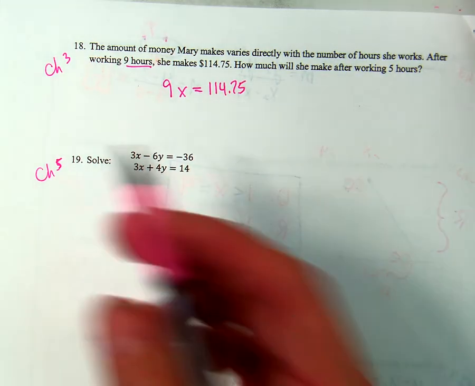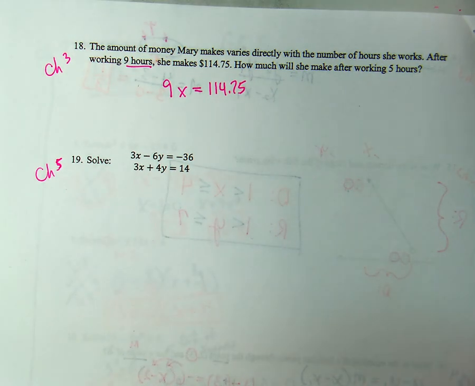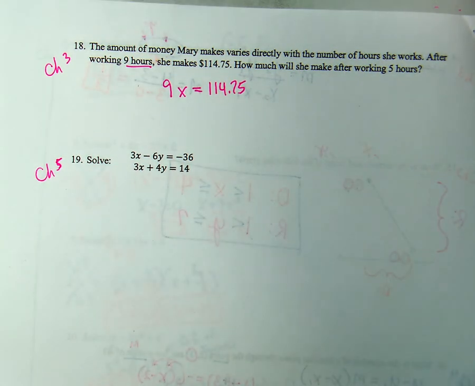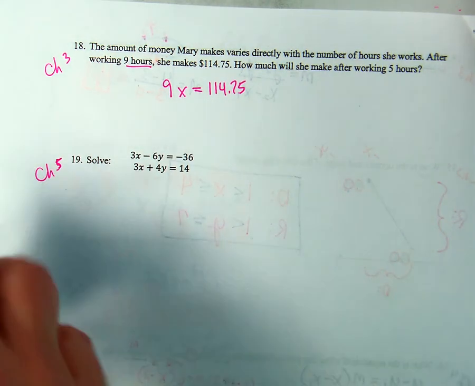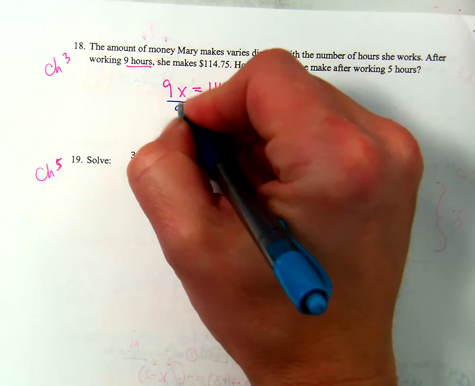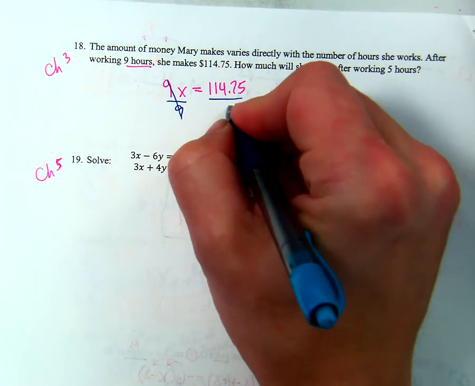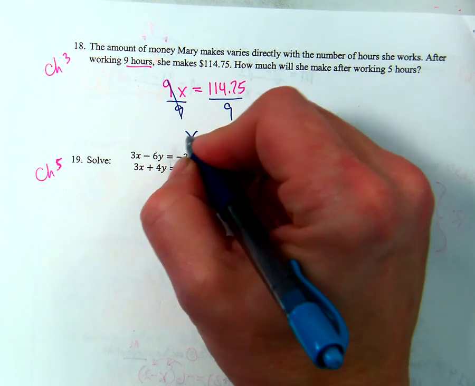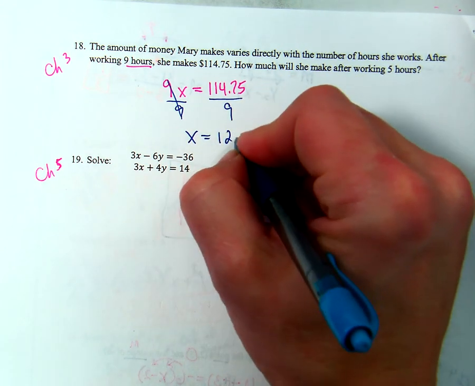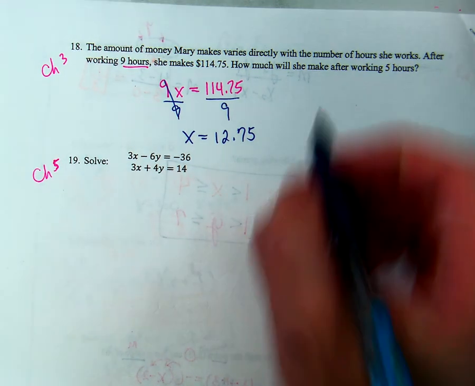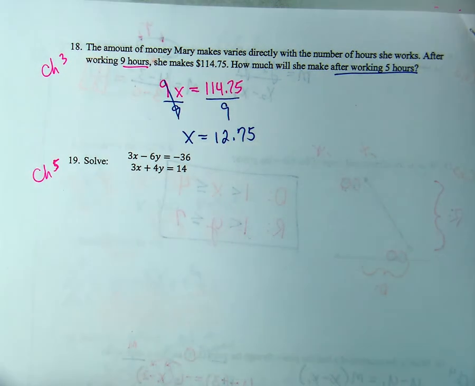And this is actually a very simple problem. You can attack this in different ways. You could actually set this up as a proportion if you wanted to, which is pretty much what a direct variation is. All right, so if I want to find out the amount per hour, I need to divide by 9. That will become a 1, divide by 9 here. And we find out that x, the hourly rate, is going to equal $12.75. Okay.